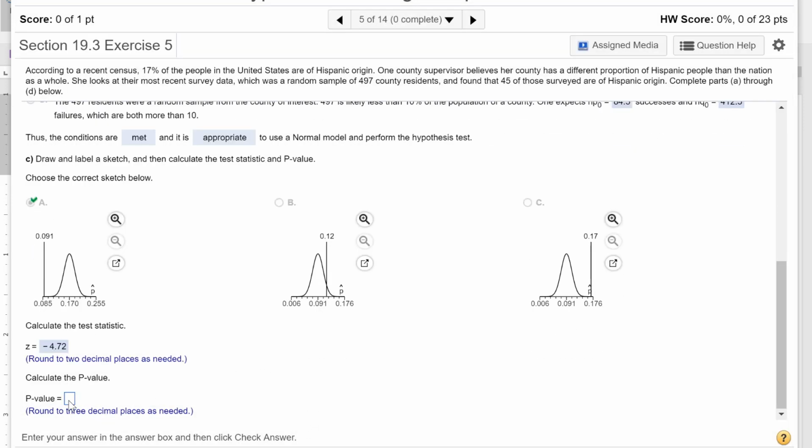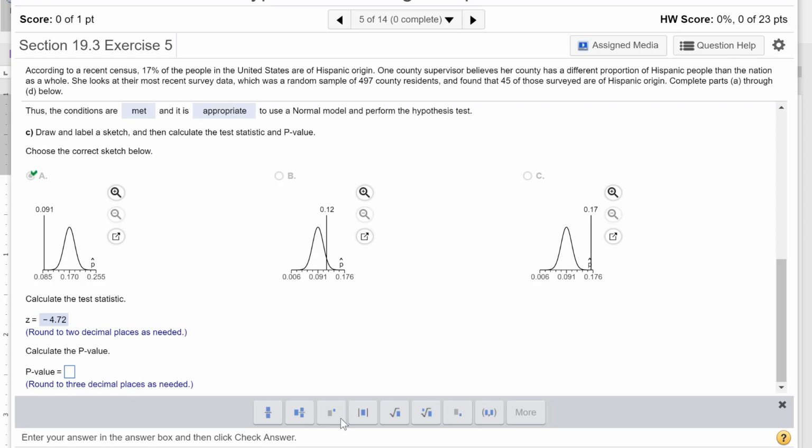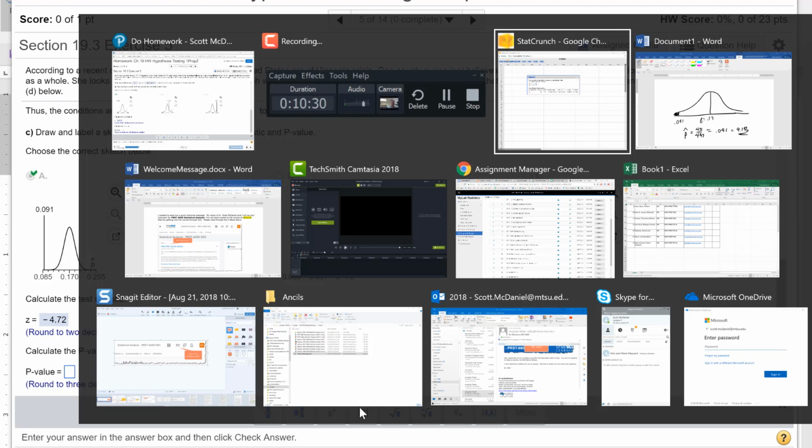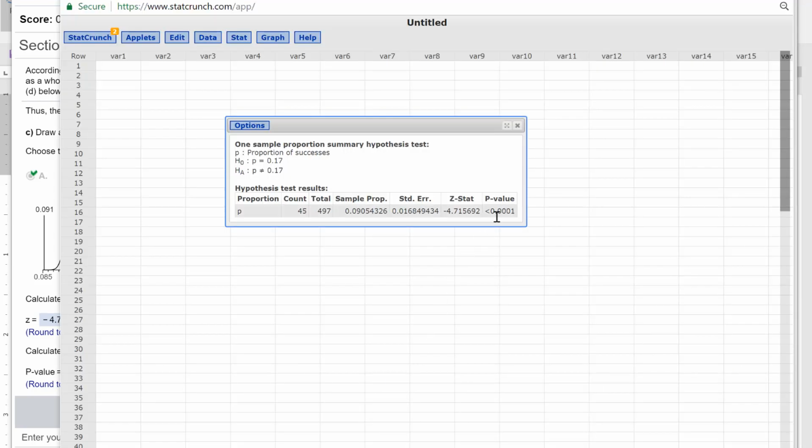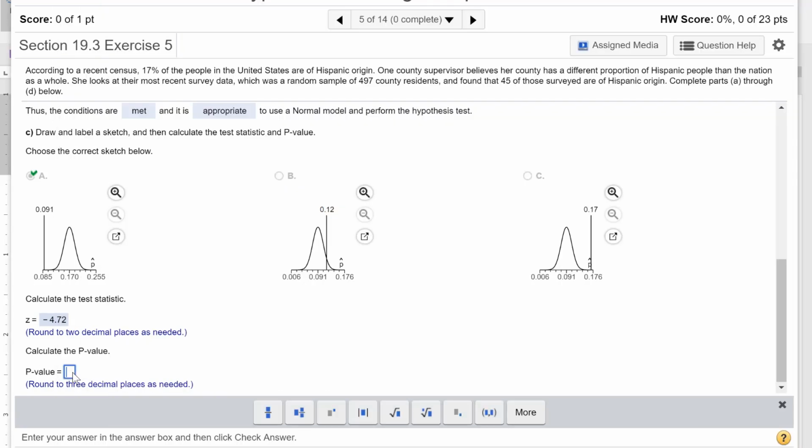And now the p-value. Calculate to 3 decimal places as needed. So let's look back over here at the p-value. And it just says less than 0.0001. So that's what we're going to put in there. Or actually, for the p-value, 3 decimal places, 0.000. Technically it's a 1, but that would be 4 decimal places. If you put a 1 in there, I'd give you credit. But I'm pretty sure that's what they're wanting. So really, it should be 0.